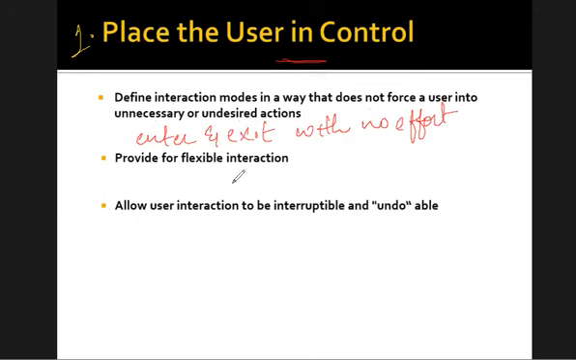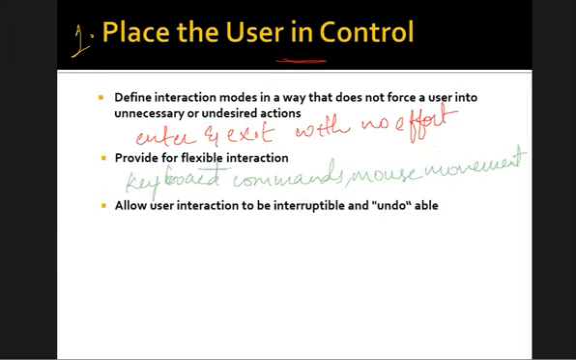The next one is provide for flexible interactions. Providing for flexible interactions means that you can make use of keyboard commands or some specific mouse movements to complete a specific task. That is, if you press Ctrl S, it should save the specific file. Or if you're using mouse commands, going from file and selecting save or save as, it should do the same task. So these are your flexible interactions.